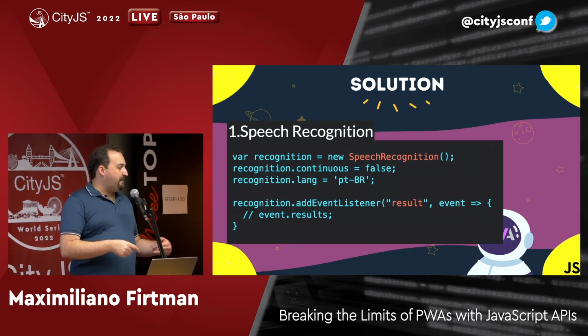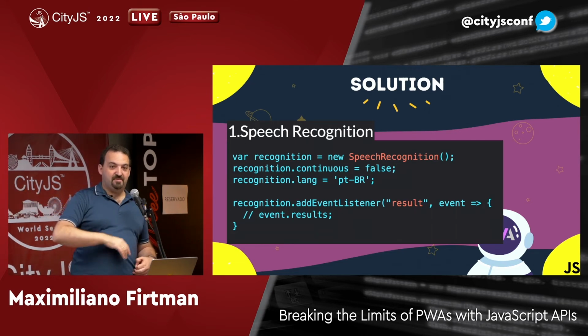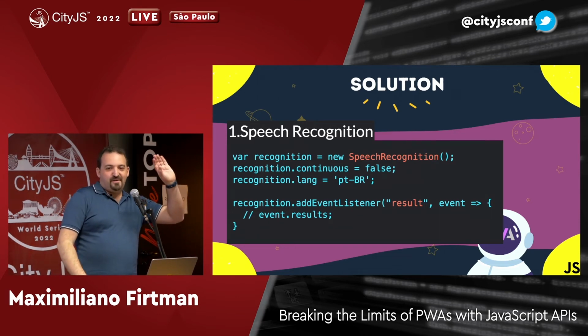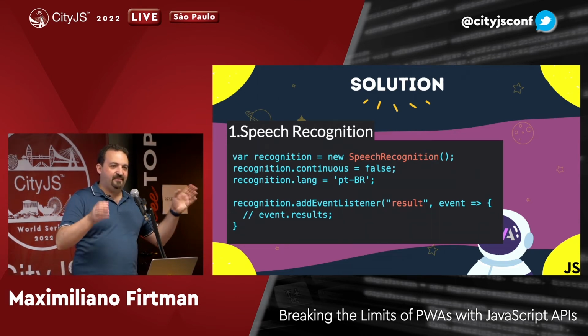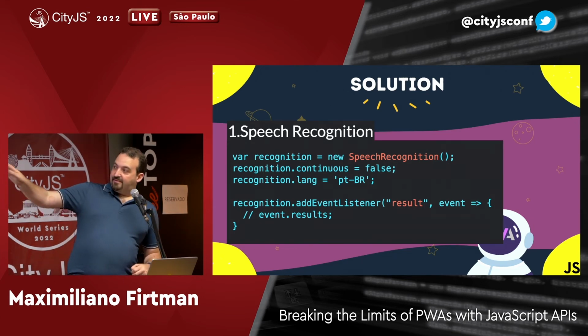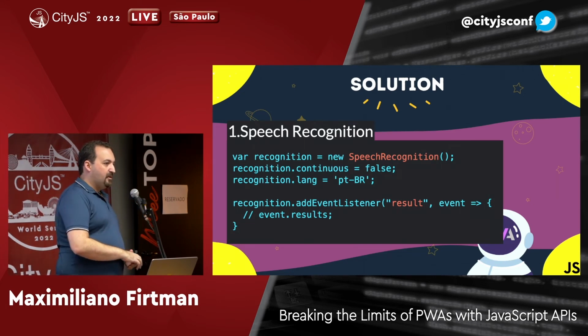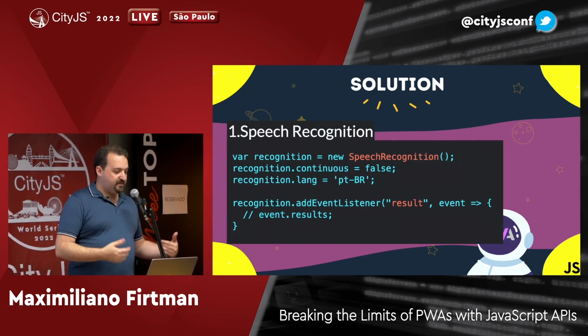Okay, so you can make your own Siri, your own Alexa in your website with just JavaScript. You don't need to pay any fees to any voice provider or SDK. No, it is built into your browser. And you can decide the language that you want to use. So if I want to recognize Brazilian Portuguese, you can do that.